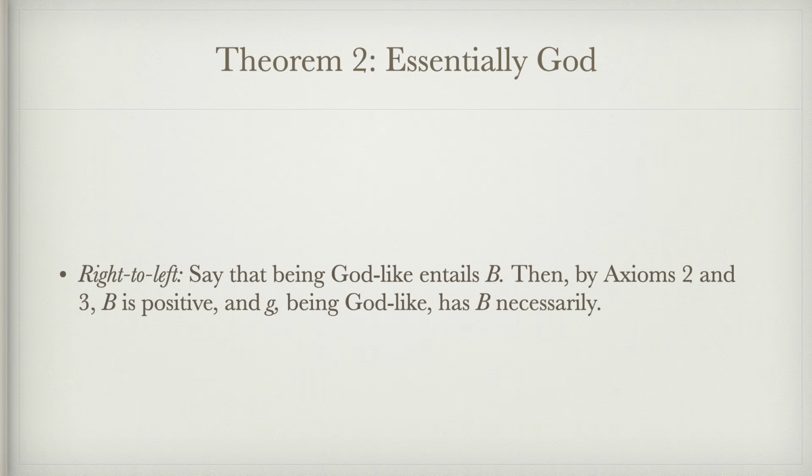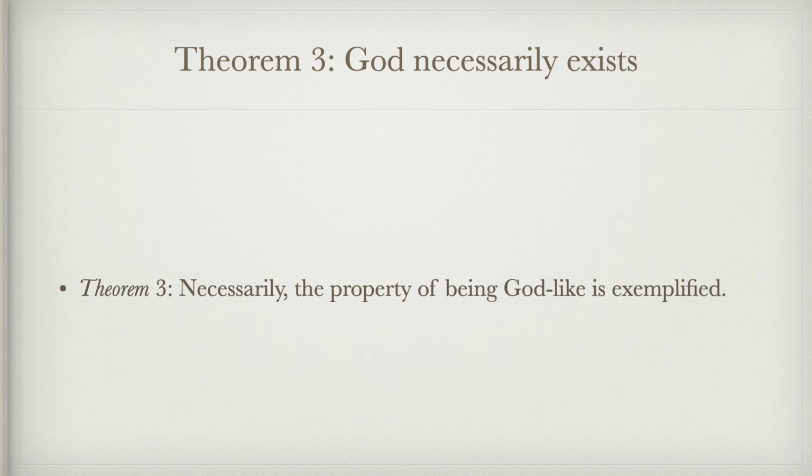How about the right to left direction? Say that being godlike entails having property B. Then, by axioms 2 and 3, B is positive. And G, being godlike, has B necessarily. Now, theorem 3. Necessarily, the property of being godlike is exemplified. That's Gödel's way of saying God necessarily exists. So this is a very powerful result.